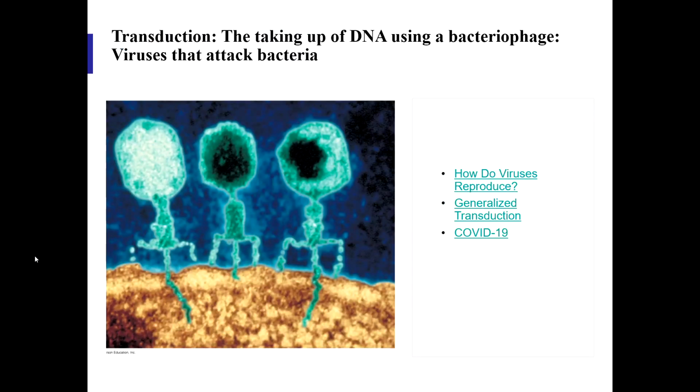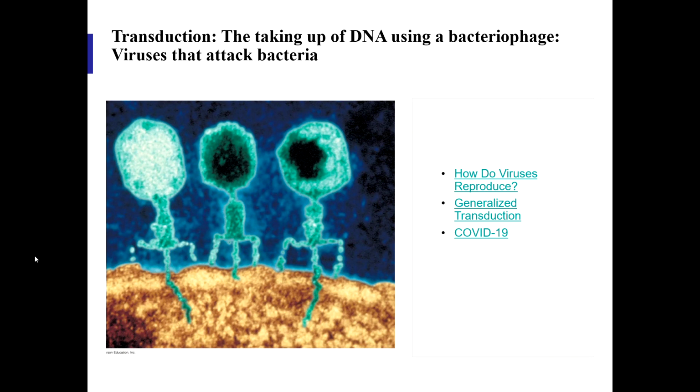And the third way is transduction, and that is the taking up of DNA using a bacteriophage, which is a virus that attacks bacteria. So a couple things about viruses. They're very species specific. Usually they don't cross species, but they sometimes do, as we've seen with COVID-19, which they think originated possibly from bats, and then there might have even been an intermediate host.